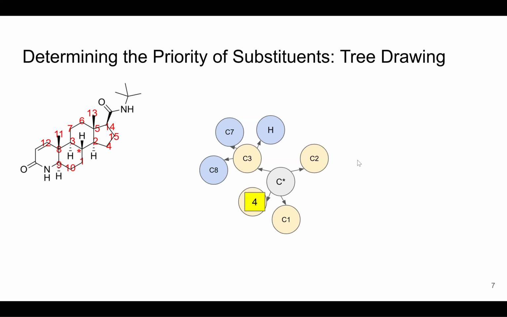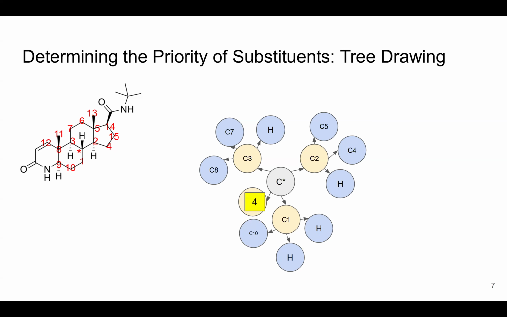So let's do the same for carbon 2 and carbon 1. Carbon 2 is connected to carbon 5, carbon 4, as well as hydrogen. Then carbon 1 is connected to 2 hydrogens and a carbon 10. Sorry, when I say carbon 10, I don't mean an isomer or an isotope of carbon. I just mean that I have labeled it as number 10.